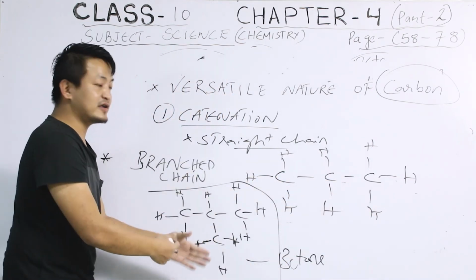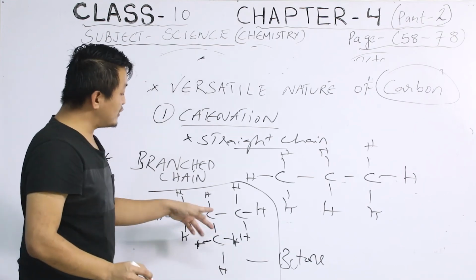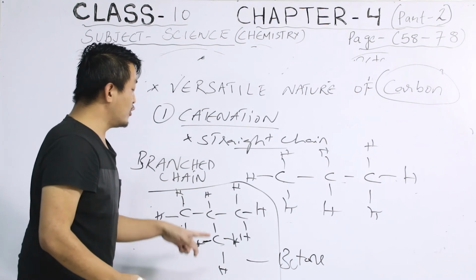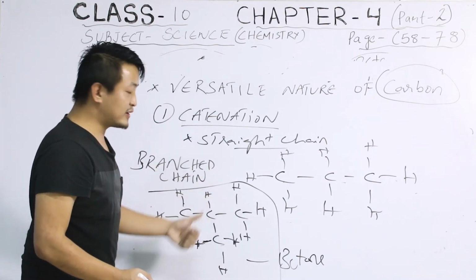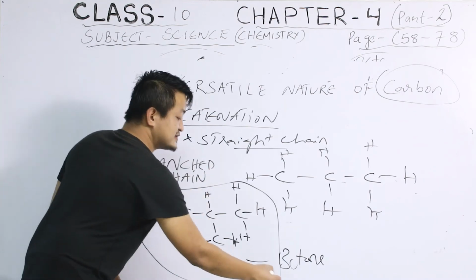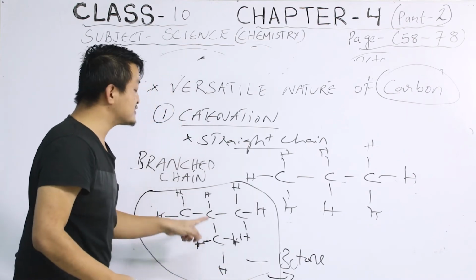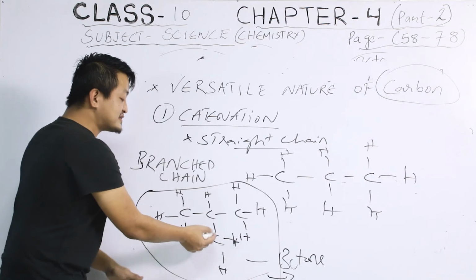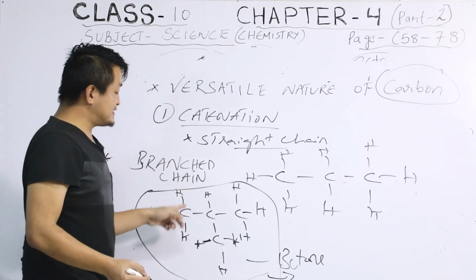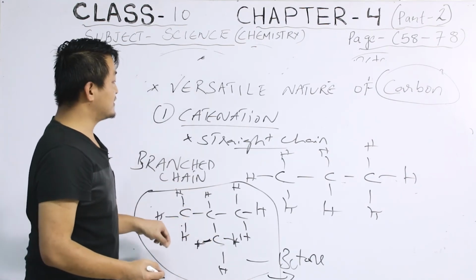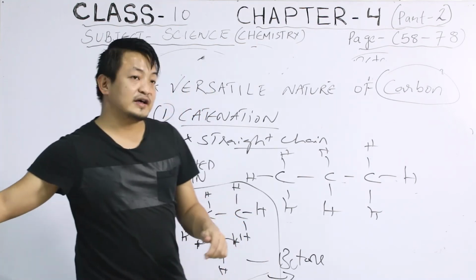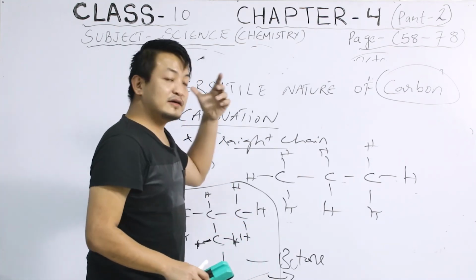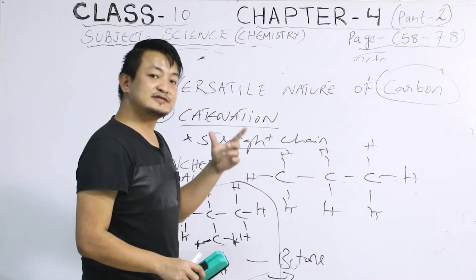branch chain. Now, when we look at this structure, everything is single bond, and every carbon obeys the octet rule, right? So this is the structure of butane in a branch chain way. Why branch? Because now the other carbon is coming down here, right? So this is a branch chain. Now the other property that I'll discuss about catenation would be the cyclic structure.